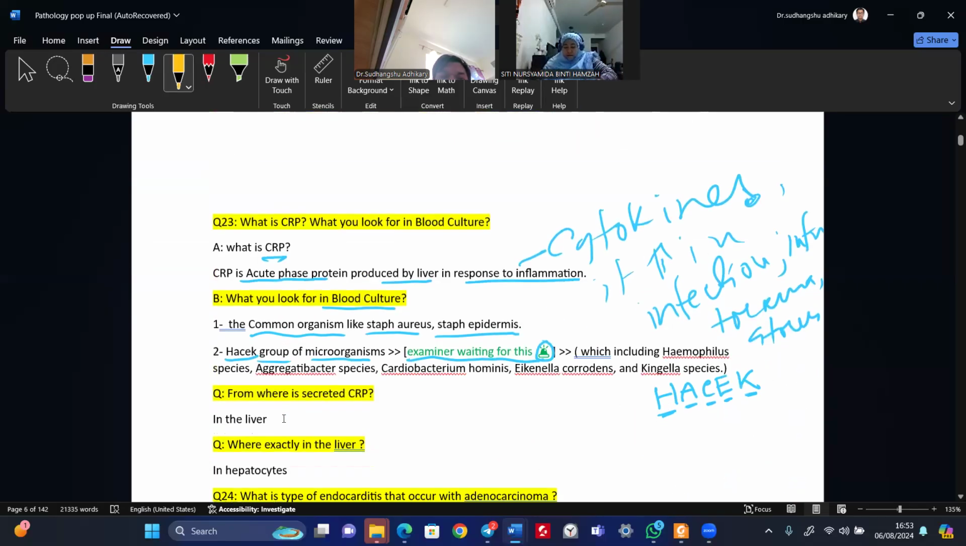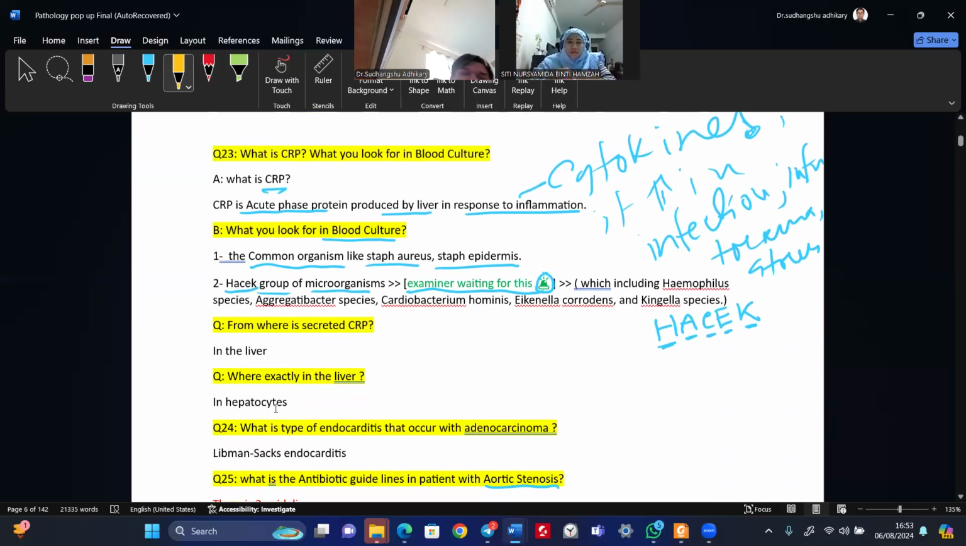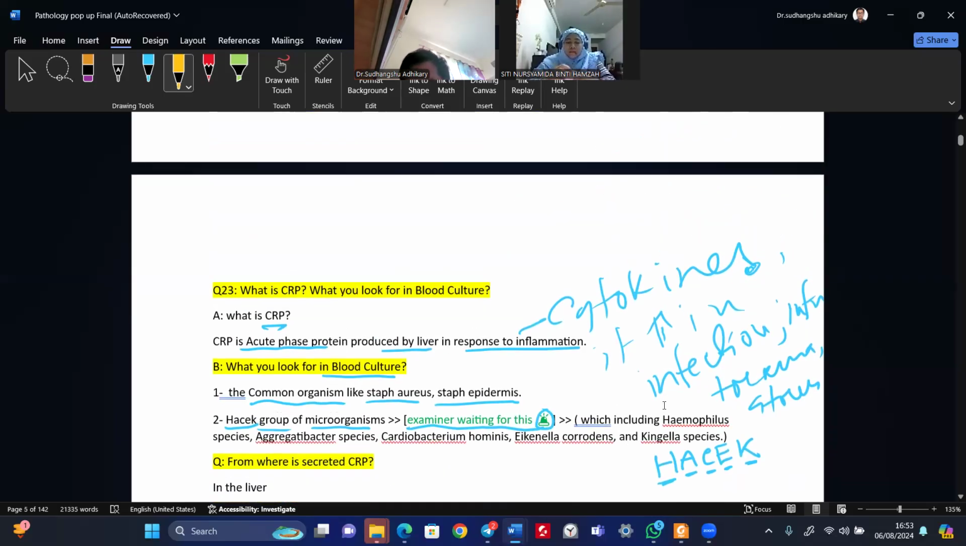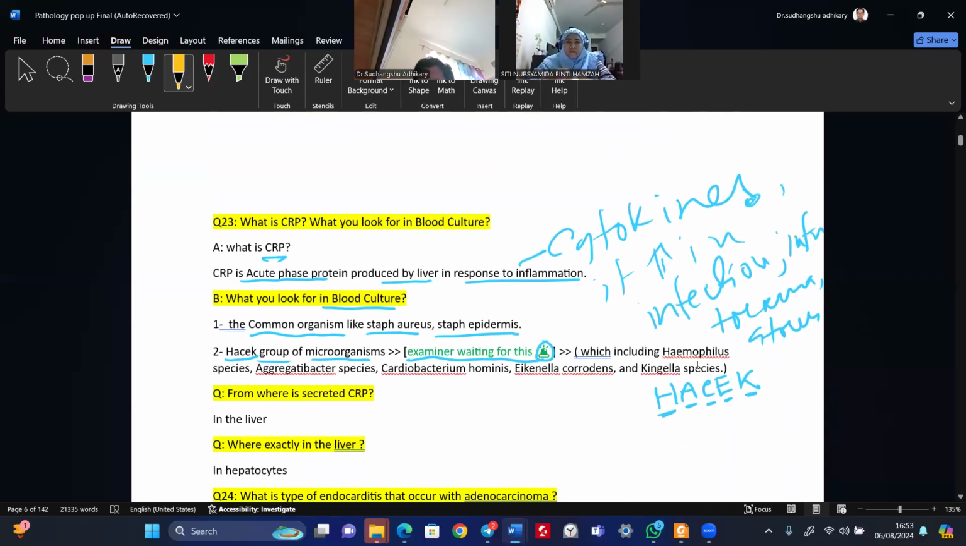What is CRP? CRP is C-reactive protein, an acute phase protein, an acute phase reactant produced by the liver, by hepatocytes, in response to inflammation. It is not infection, it is inflammation. Any inflammation, burn, pancreatitis, or septic shock will increase it. It is not specific.